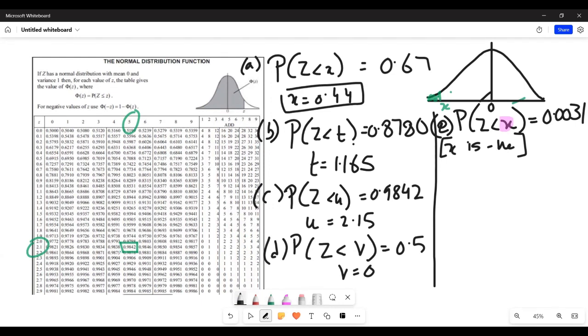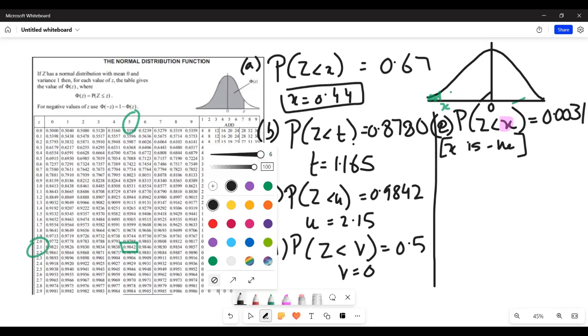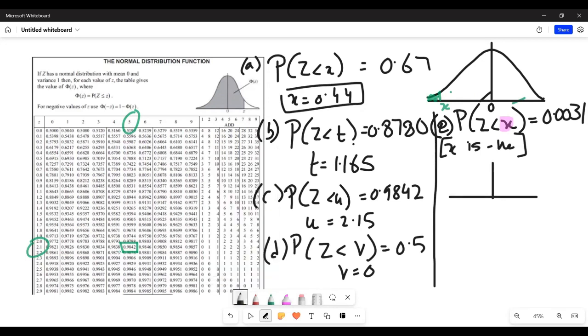How do we find this probability? We use the symmetrical property of the normal distribution. We need this area or this probability. So we're going to use 1 minus probability Z is less than, now this is the positive x. That one was, this one was negative. Now this one is positive. So we have to find this probability instead and equate it to 0.0031.